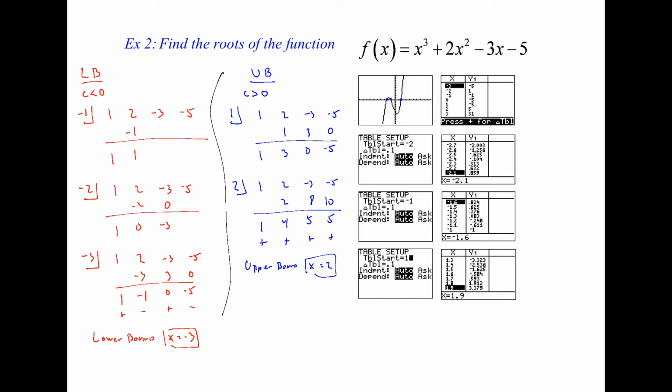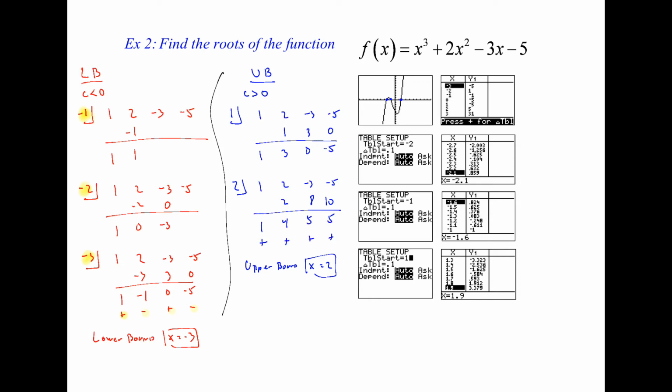So you can now see how I did the lower bound. I've tried -1 and it did not work because I got 1, 1, and with lower bound we're trying to get positive, negative. Then I did -2, and it worked for the first two, but then not the third one, and then I did -3, and you can see positive, negative. 0 counts as either, so my lower bound is x equals -3.